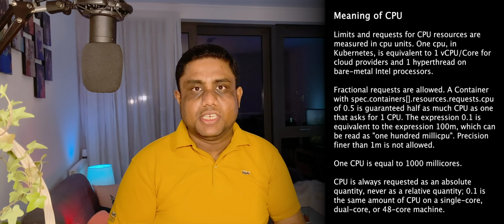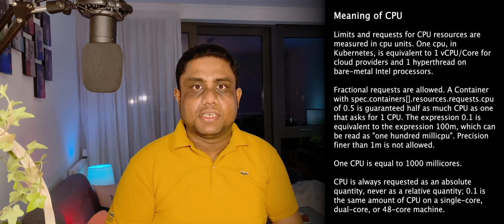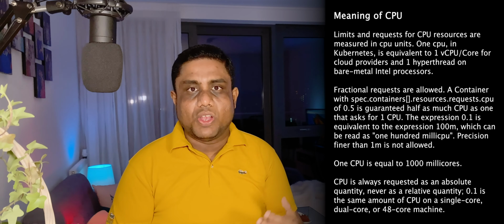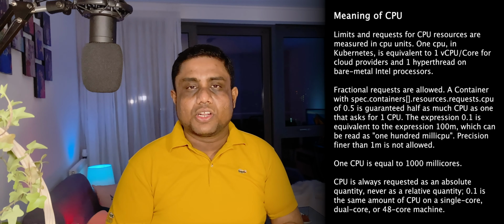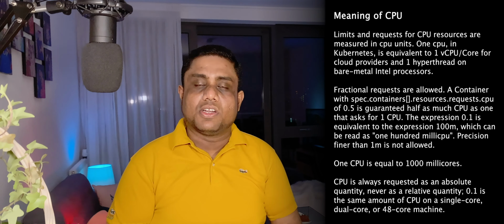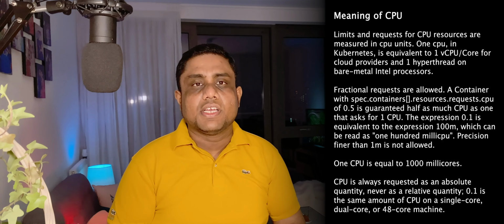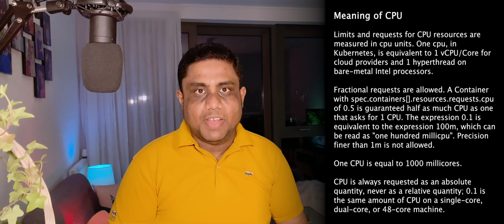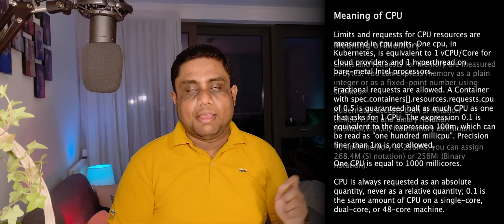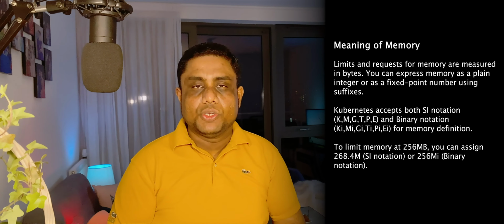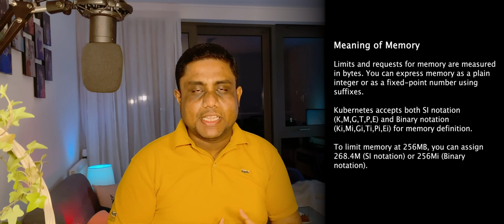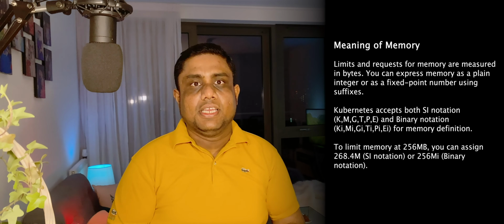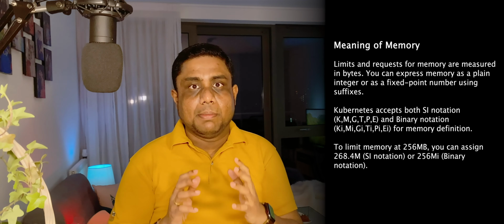When you are configuring the CPU, 1 is equivalent to 1 hyperthread, or if you are using AWS, it will be equivalent to 1 vCPU. If you are in GCP, that will be equivalent to 1 core, and if you are in Azure, that will be equivalent to 1 Azure core. When you configure the CPU as 0.1, that is equivalent to 100m, and the minimum value for the CPU is 1m. When you are configuring the memory, if the unit is not defined, that means you are configuring it at the byte level. You can use Ki, Mi, Gi to represent kilobyte, megabyte, gigabyte in the binary scale.